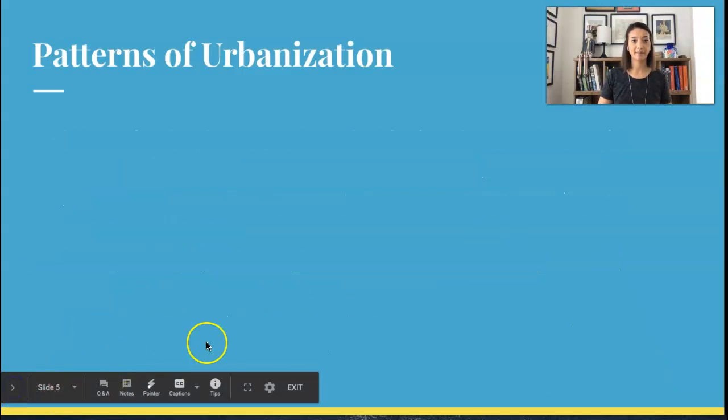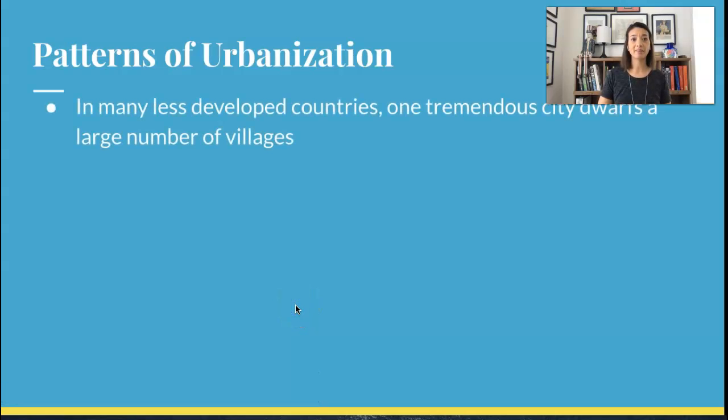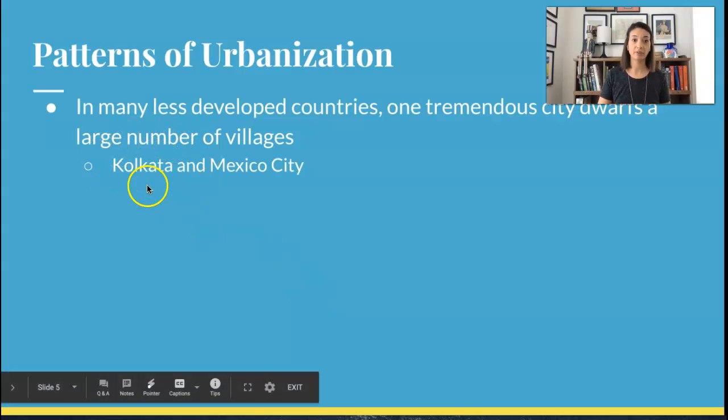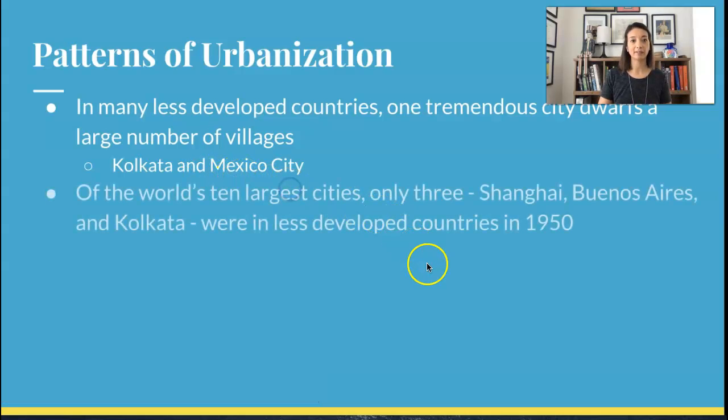Okay. So continuing with patterns of urbanization. In many less developed countries, there is one tremendous city that dwarfs a large number of villages. Examples of this one tremendous city are Calcutta, India, which today is referred to as Kolkata, and Mexico City in Mexico.